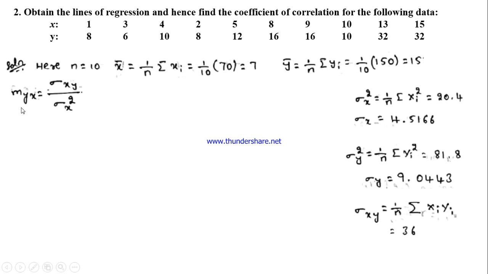the regression coefficient of y on x, and this formula is employed when we don't know the value of the coefficient of correlation. And myx is given by the answer 1.7647, and we can show mxy is equal to sigma xy by sigma y square, which gives 0.4401.